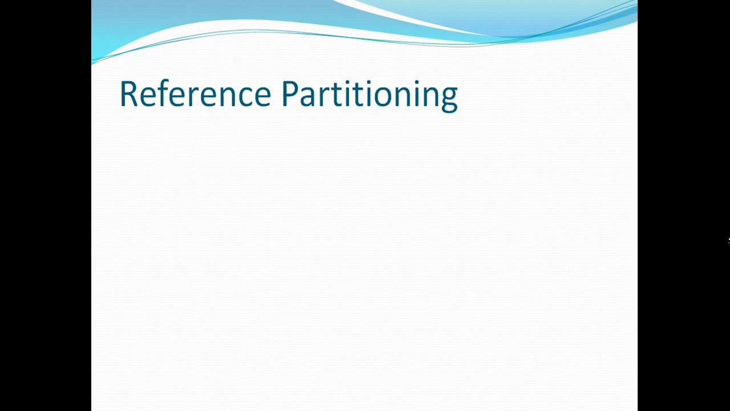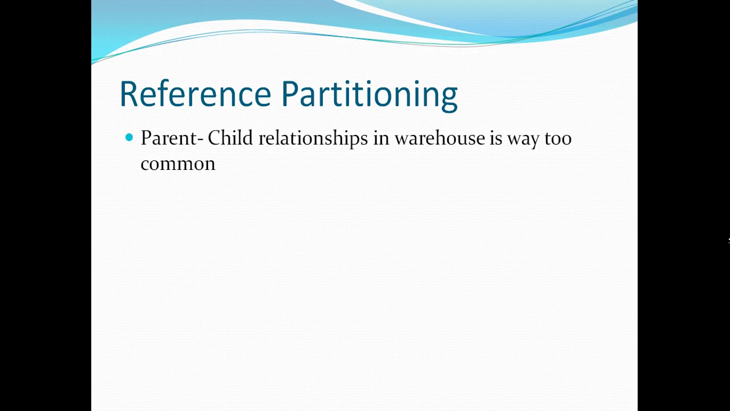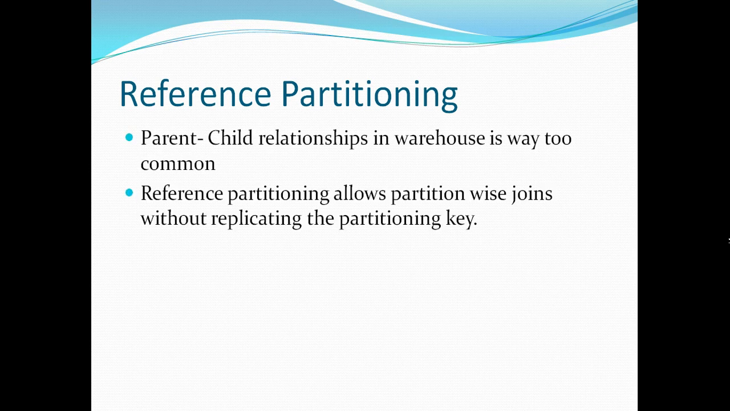So let's quickly recap what we have discussed as of now. Parent-child relationship is very common in warehouse. Reference partitioning allows partition-wise joins without replicating the partition key. So as we saw in our previous example, though the child table did not have the order date column, still it inherited that column from the parent table and the partitions were created on the basis of that. Guys, you can go ahead and query your user tab partitions table to verify this. You will have the same number of partitions created in your child table as well, and the basis of partitioning strategy will be same as the parent table.